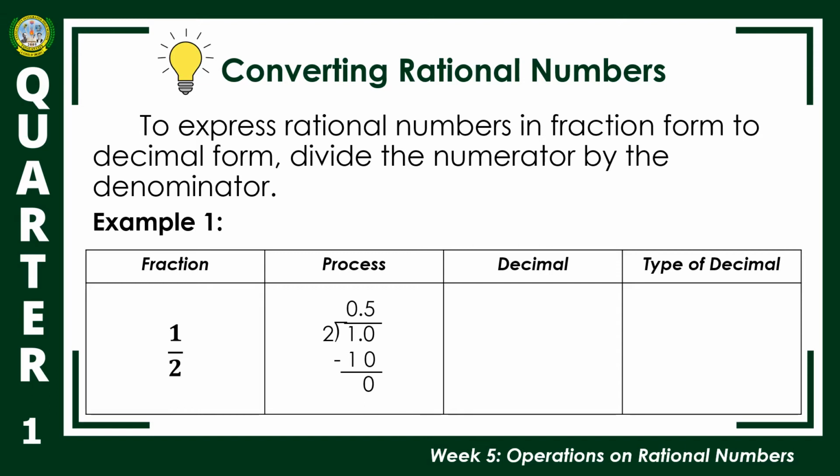So, it will become 10 divided by 2, which is 5, and 5 times 2 is 10, and we will get 0. So, no remainder po, meaning, ito po yung magiging sagot natin, yung pinaka-quotient po na nakuha. So, the decimal form of 1/2 is 0.5. Okay? And this type of decimal is what we call terminating decimal.